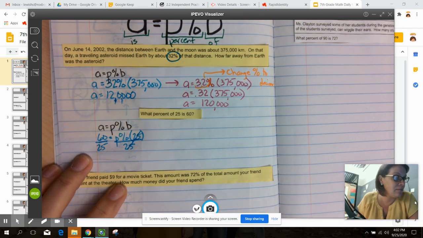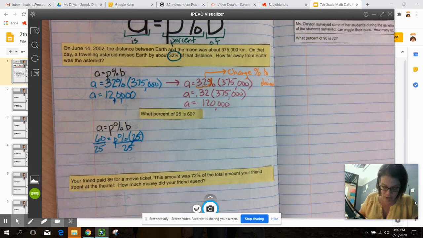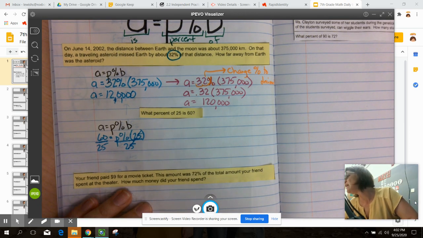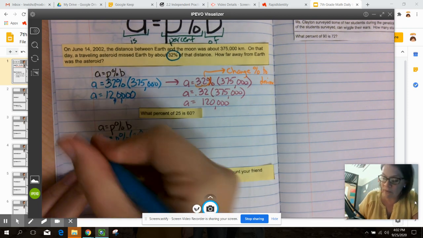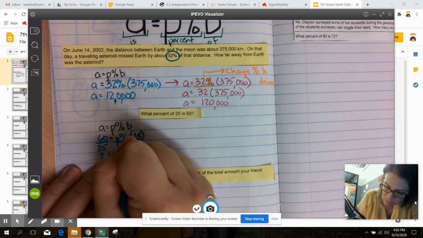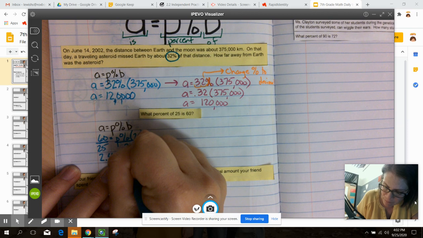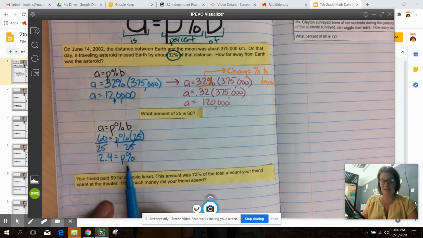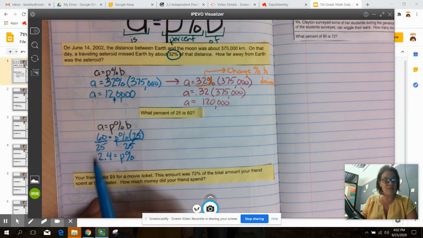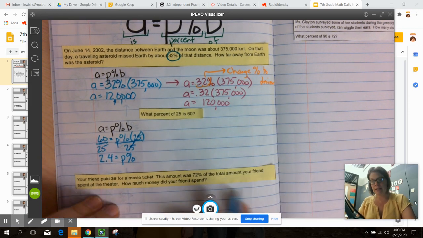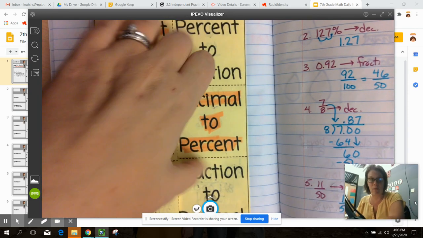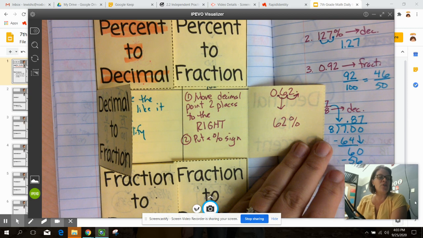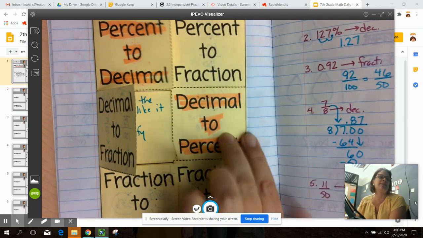These cancel out. The other part I'm putting in my calculator. So I will do 60 divided by 25, which is going to be 2.4 equals P percent. Okay, well, right now I don't know what the percent is because the percent sign is still stuck over there. So now I need to take this decimal and I need to make it into a percent. Remember, decimal to percent: move the decimal point 2 places to the right and put a percent sign.